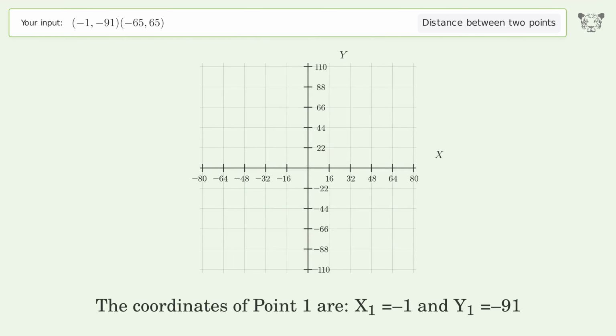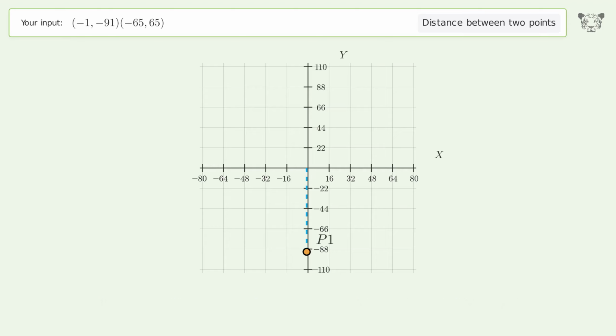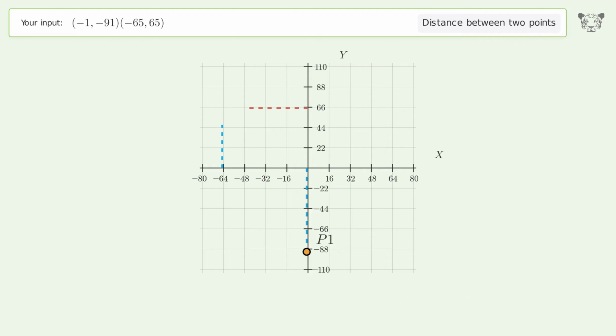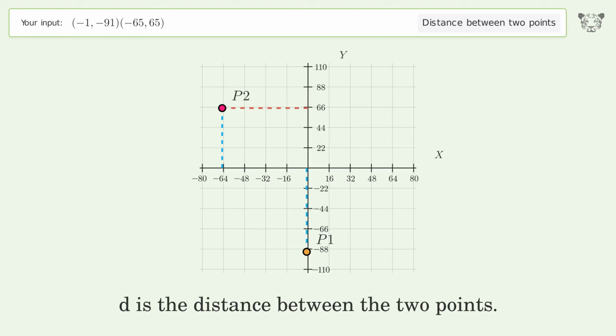The coordinates of point 1 are x1 equals -1 and y1 equals -91. The coordinates of point 2 are x2 equals -65 and y2 equals 65. D is the distance between the 2 points.